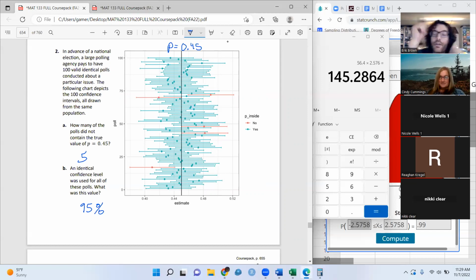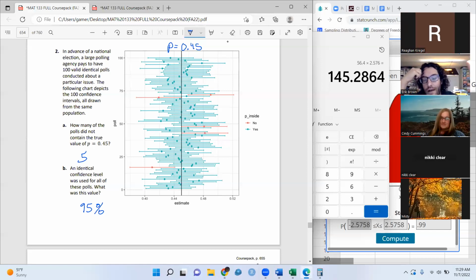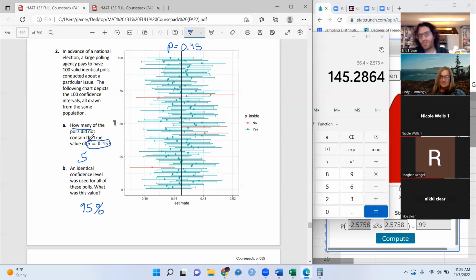So this is the theory that we use when we pick a confidence level. It says, we know that if we were to continually sample from this population, 95% of the intervals would contain the correct parameter, which is the thing we're trying to guess. Talk to me, Reagan, what you got? So the 5 is just a 5 and then the confidence level is the percent? Yeah, this asked how many of the polls did not contain it.